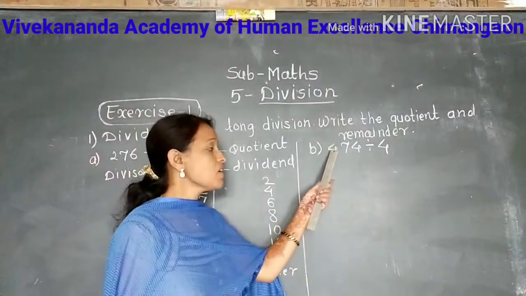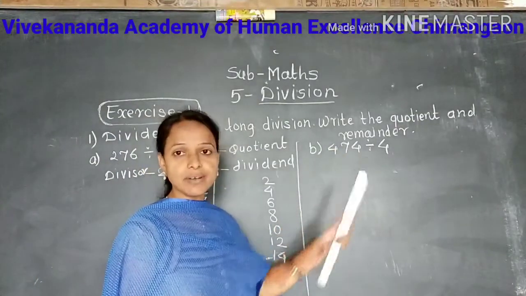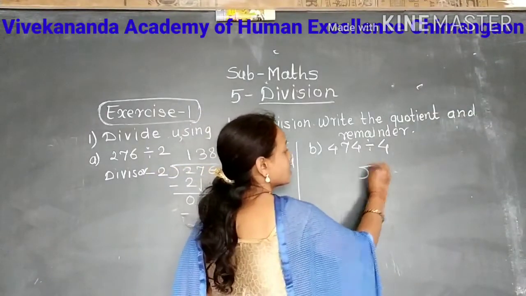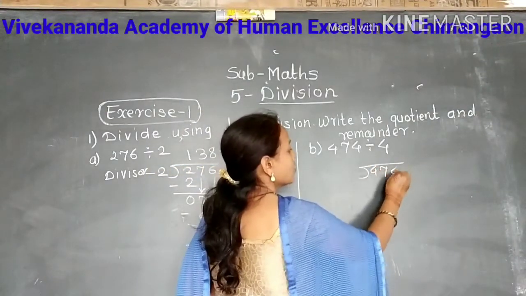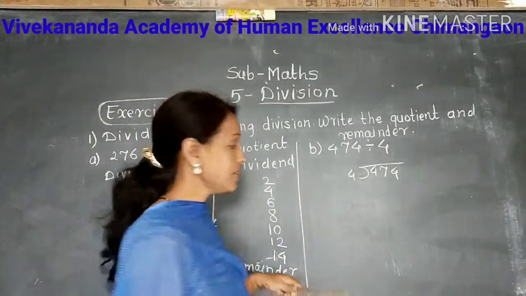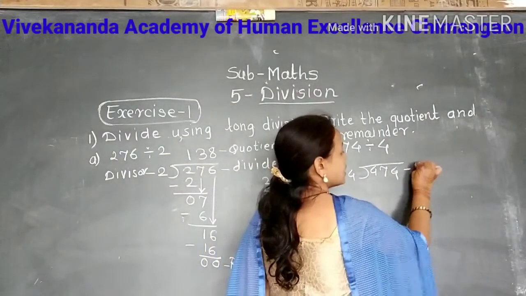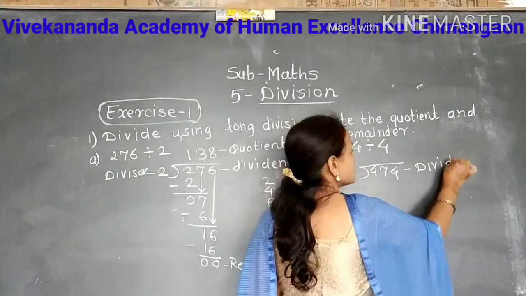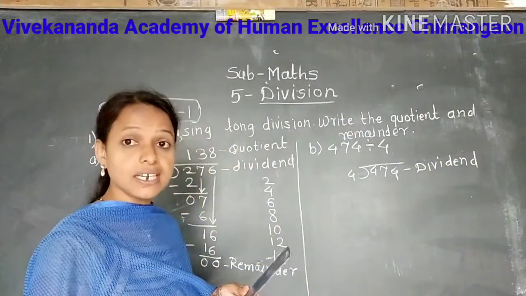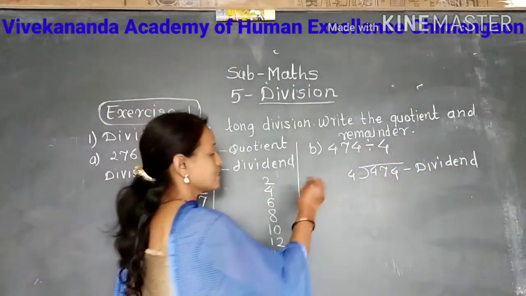The next example is 474 divided by 4. So here the dividend is 474, and the number by which we are going to divide is 4. So 4 is the divisor.